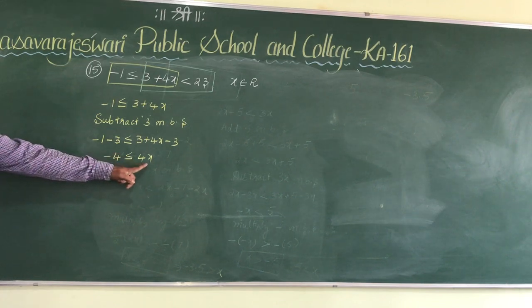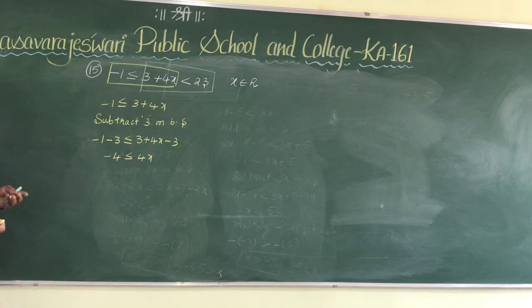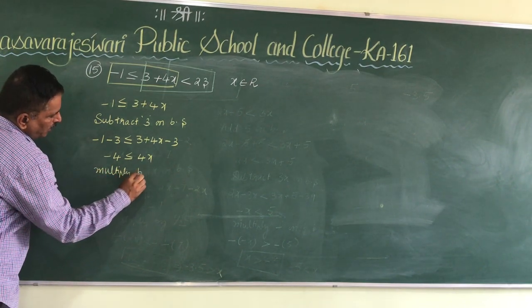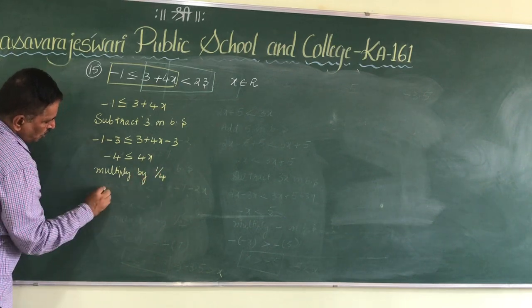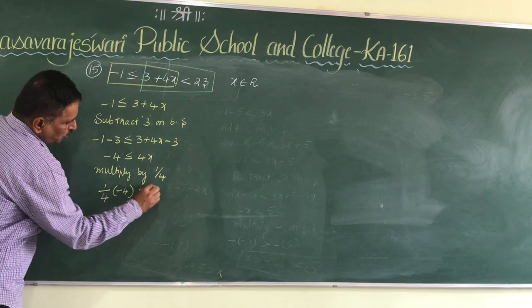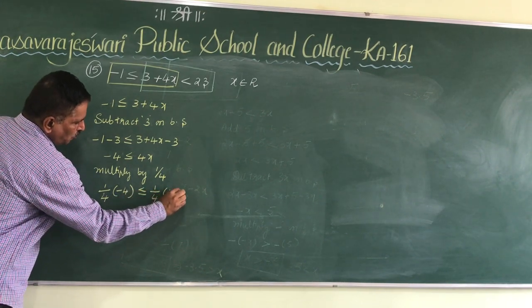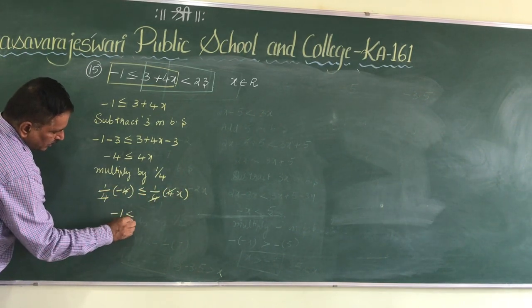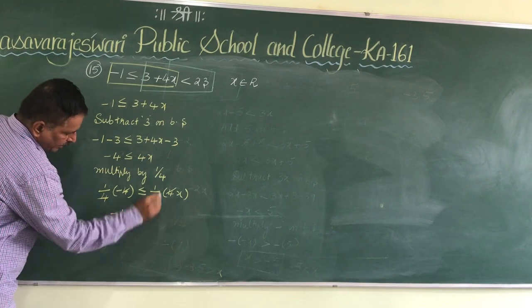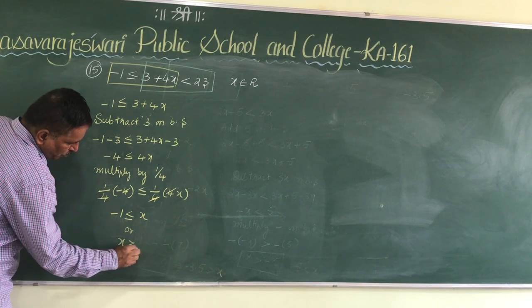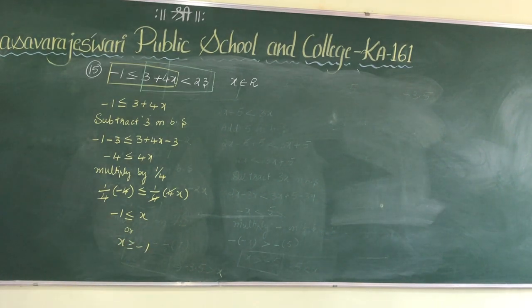Then what should I do? I want only x, I don't want 4x. That means divide by 4, or you can write multiply by 1 by 4. So multiply by 1 by 4: 1 by 4 into minus 4 is less than or equal to 1 by 4 into 4x. So 4 gets cancelled. I will get minus 1 is less than or equal to x. Or I can write x is greater than or equal to minus 1, both ways.